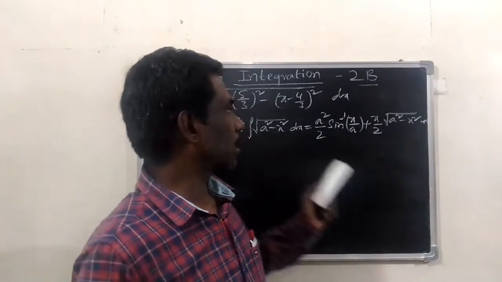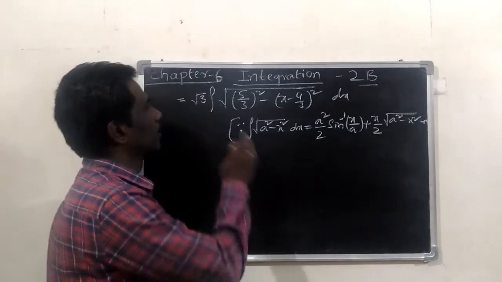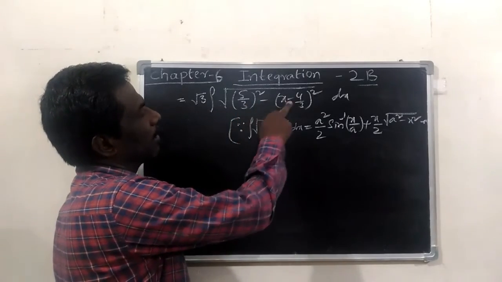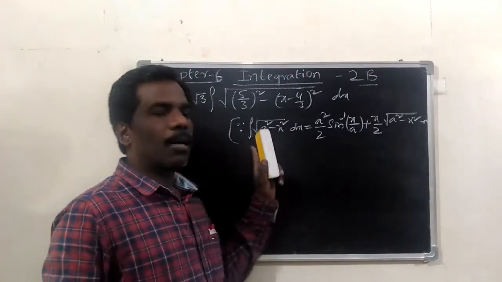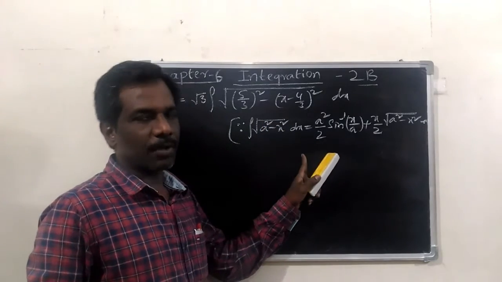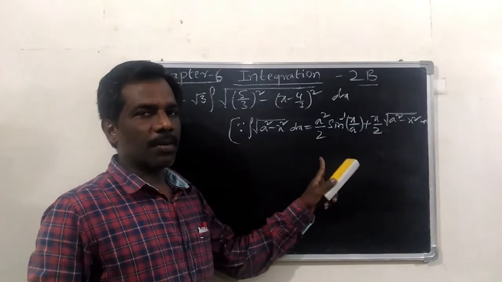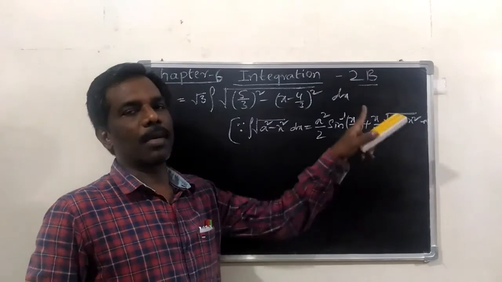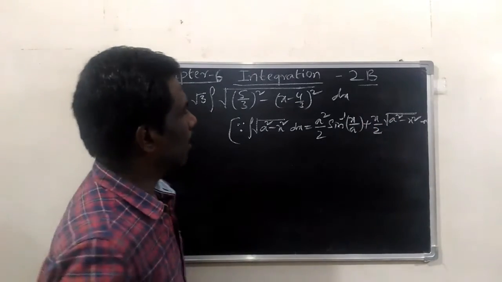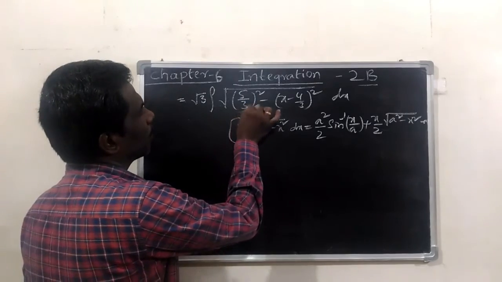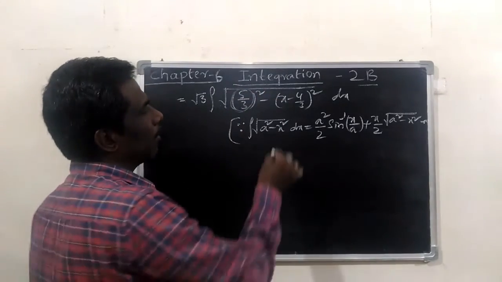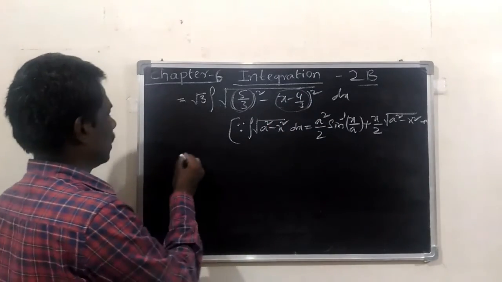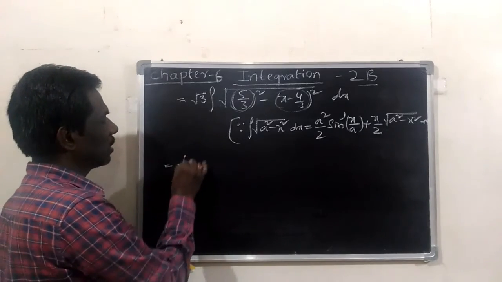Yes students, now here I wrote the formula. So already we taken root 3 outside, then integral under root of a square minus x square dx. So integral under root of a square minus x square dx formula is x by 2 under root of a square minus x square plus a square by 2 sine inverse x by a plus constant. So in place of a we are going to substitute 5 by 3. In place of x we are going to substitute x minus 4 by 3. See, I am writing this root 3 as it is.